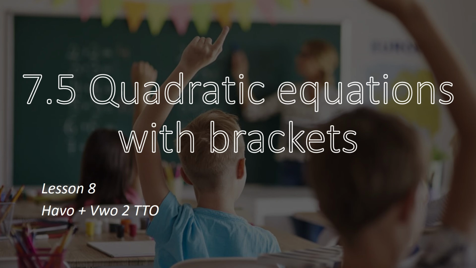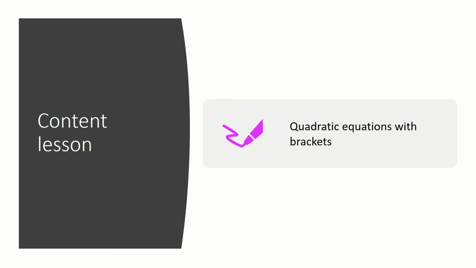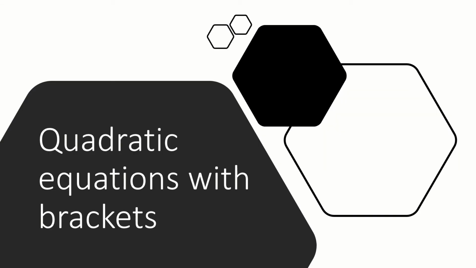Hello everyone, today we're going to have a look at 7.5 and we're going to have a look at Theory B about quadratic equations with brackets. So we're only going to have a look at some examples of quadratic equations and I want you all to write them down because when you're going to do your own homework you can still have a look and you can copy the steps of what you did in the examples.